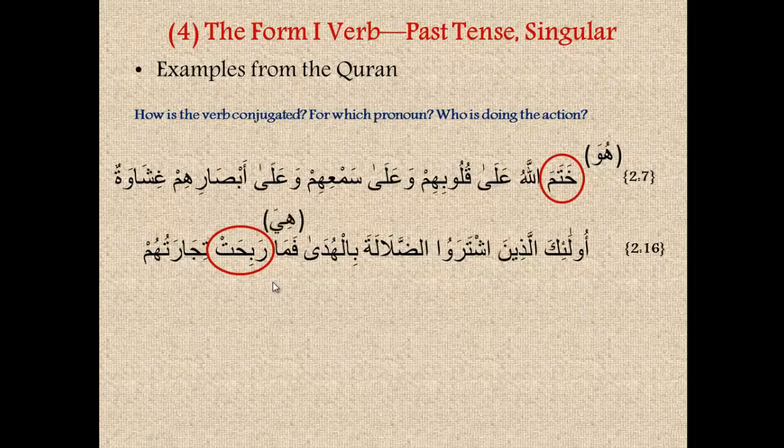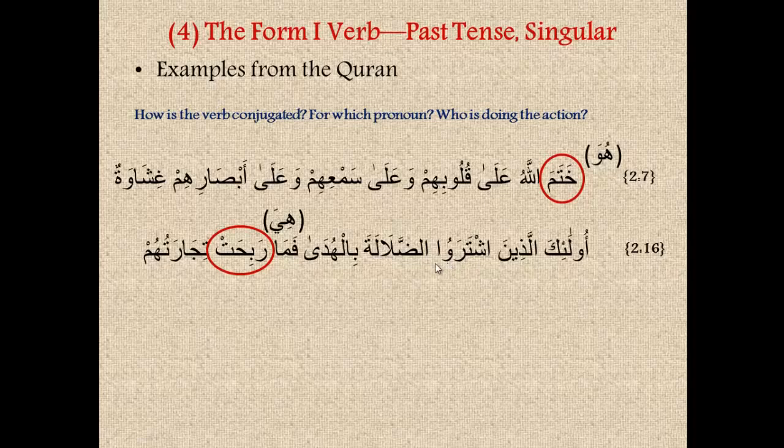And who is doing the action? Tijaratuhum. فَمَا رَبِحَتْ تِجَارَتُهُمْ. It is conjugated for tijara, which is feminine. And the meaning is basically their transaction or their business did not profit them, was unprofitable. So the verb is conjugated for hiya, and the thing doing the action is tijara.